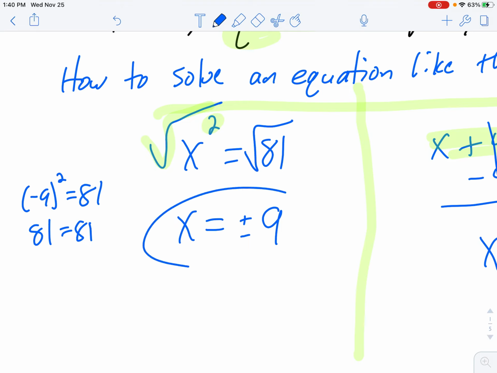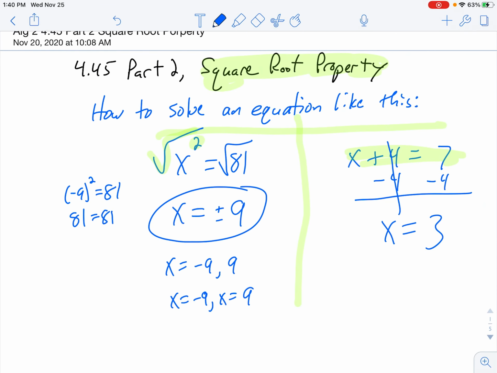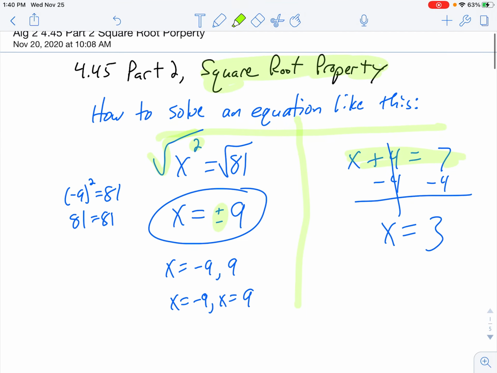Now you can write it this way, or you can say x equals negative 9, comma, positive 9, and say there's two answers, or you might see x equals negative 9, comma, x equals positive 9. A few different ways to write the answer, but that's the whole point. When you square root both sides of an equation, that's called the square root property. You have to put a plus minus on your answer. It gets more complicated than that as we go, as math always seems to do, but that's the heart of it right there.